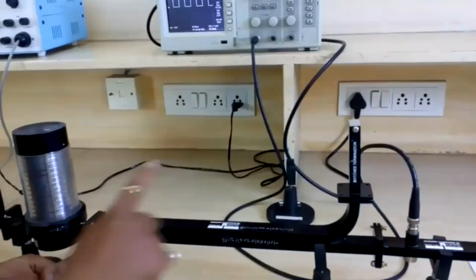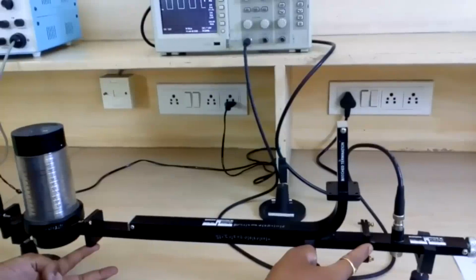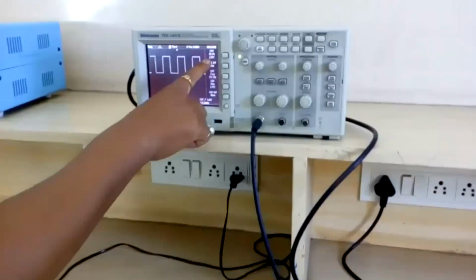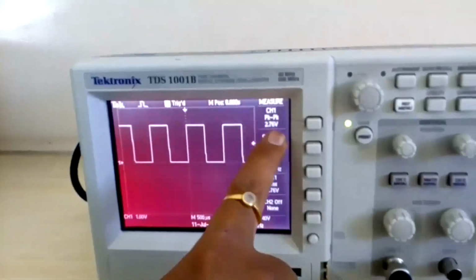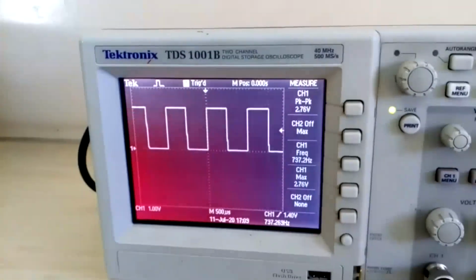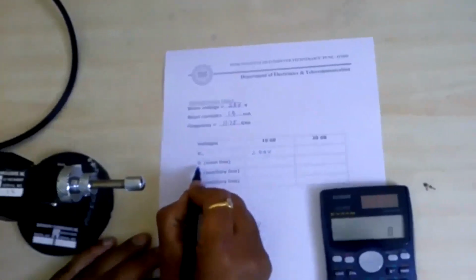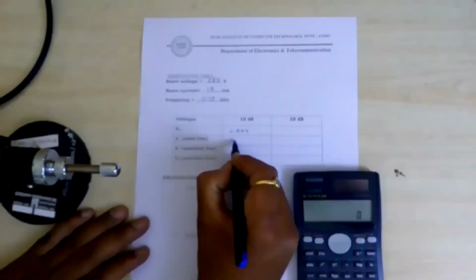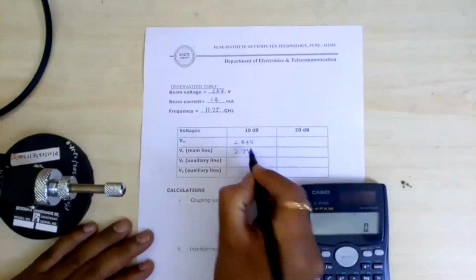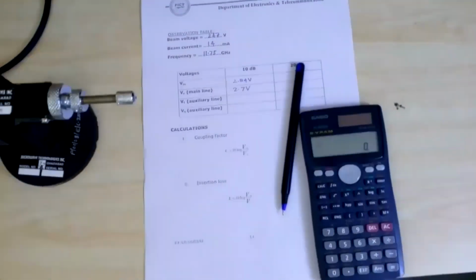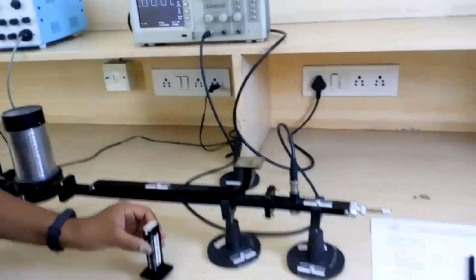So V in is the input, and the measured voltage is V received, and this voltage is 2.76 volt. So I can write the received power VR as 2.7 volt. Now let us measure the third parameter, so I will disconnect.